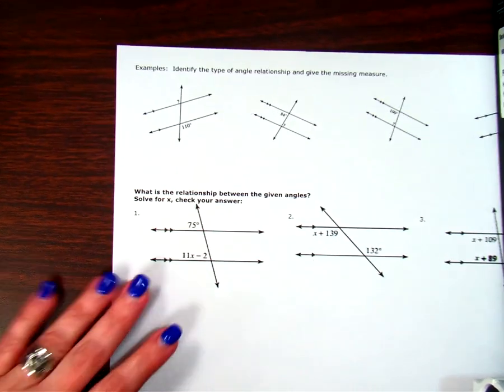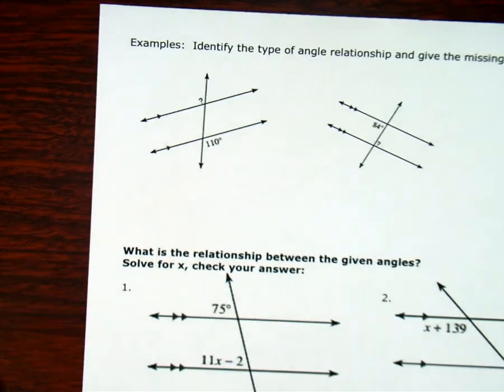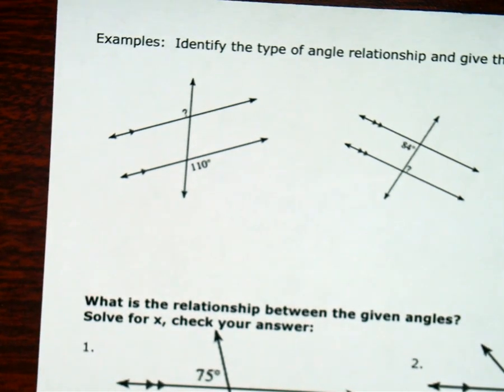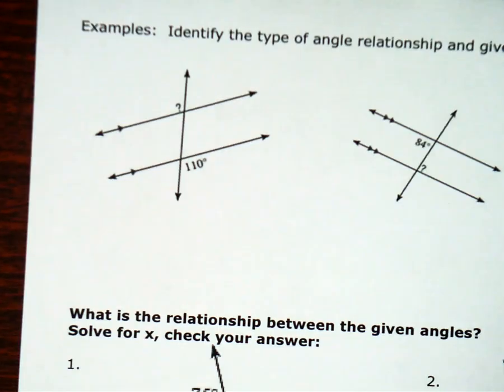Okay, the first thing we need to do when we have two parallel lines crossed by a transversal is identify the type of relationship, because then we'll know if it's congruent or if it's supplementary. 75% of the time, it'll be congruent, and then the other will be supplementary, right?